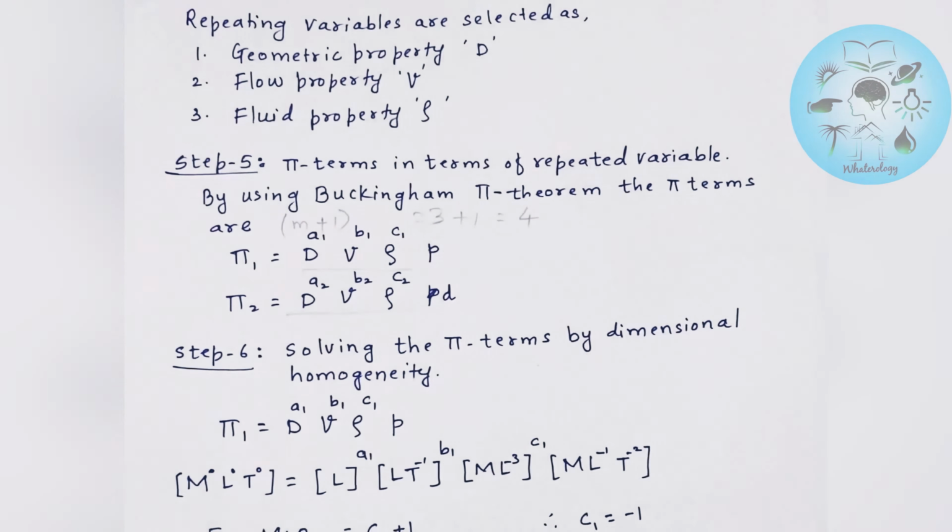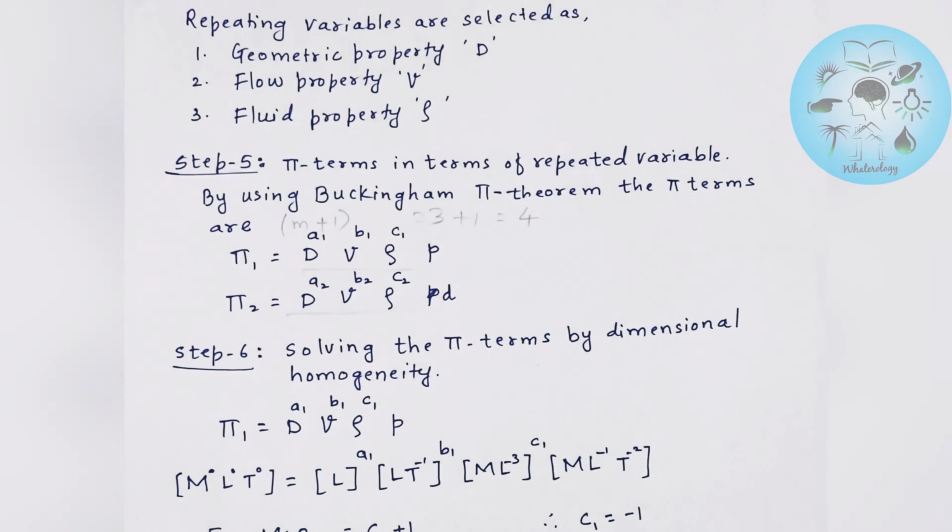In this way you will get the values of A1, B1 and C1. All these values we will substitute in the pi 1 term. After substituting, this is the final expression. Now in the same manner we will solve for pi 2. First write down pi 2, the repeating variables and their powers and the non-repeating variable. Next, write the dimensions of all these variables. Then in the next step we will compare the powers of all the dimensions.